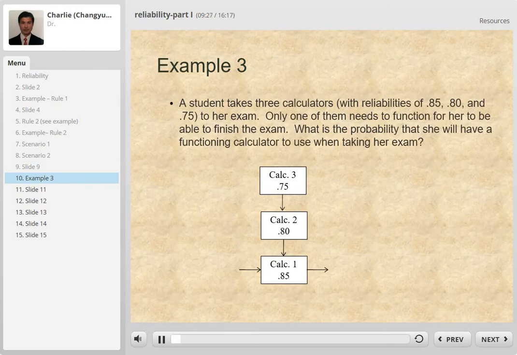Let's look at a more complex example. What we're going to learn from here is to use our rule 1 and rule 2 several times. After this example, you can learn how to break down a big complex system into small systems and work it out.